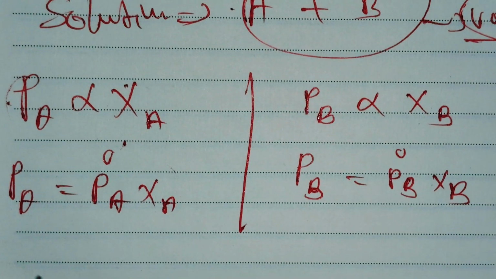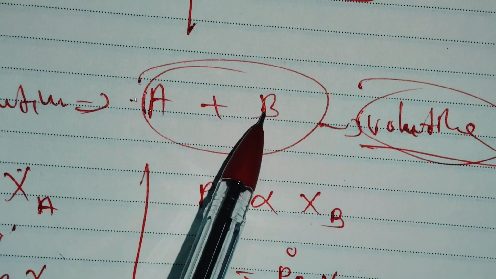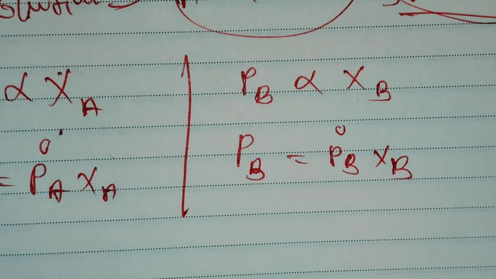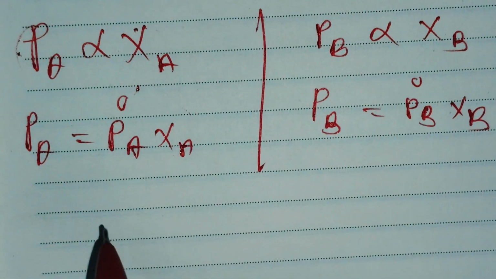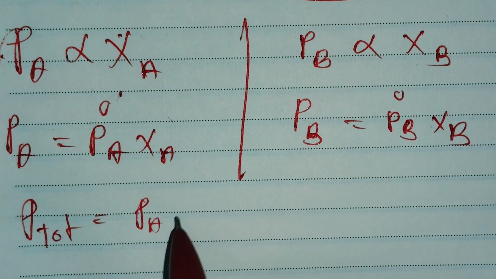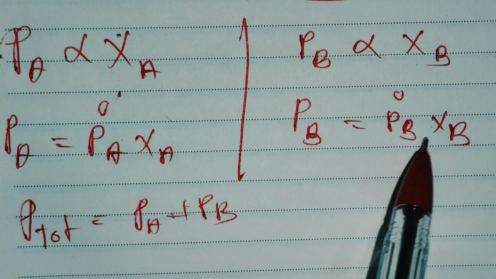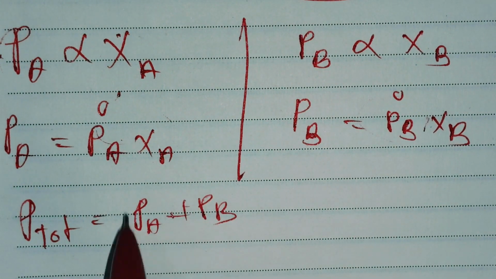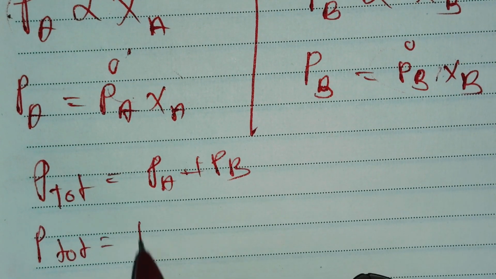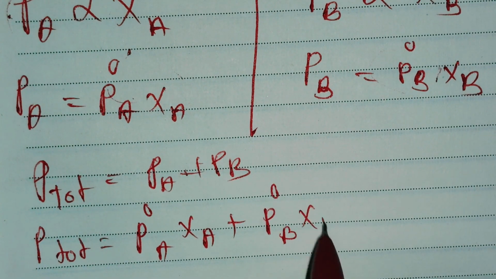And the solution contains both A and B. The solution possesses a vapor pressure. For that reason, the total vapor pressure, or total pressure, is equal to P of A plus P of B. Okay, we know both P of A and P of B values, so we can substitute here. So the total pressure is equal to P naught of A X of A plus P naught of B X of B.